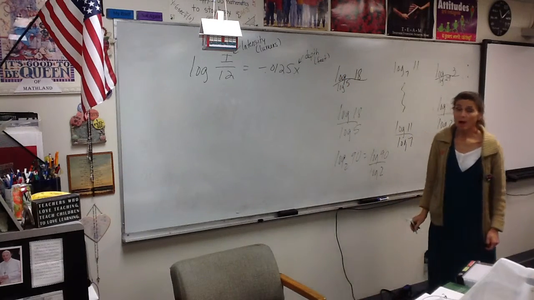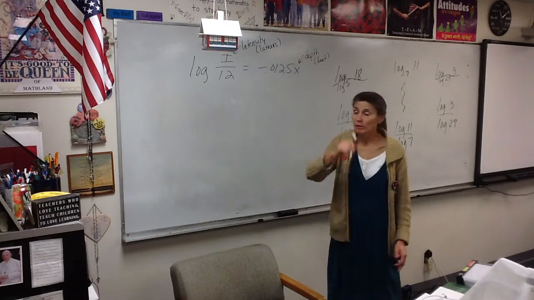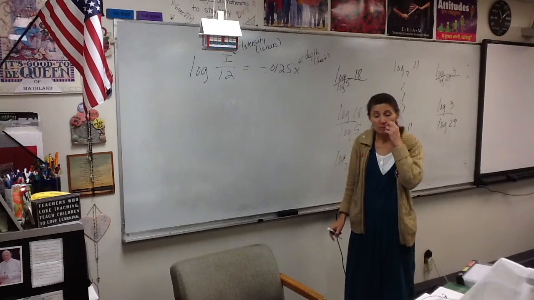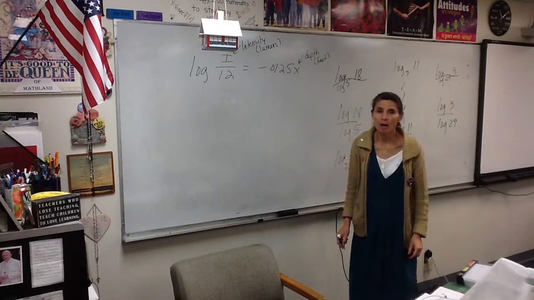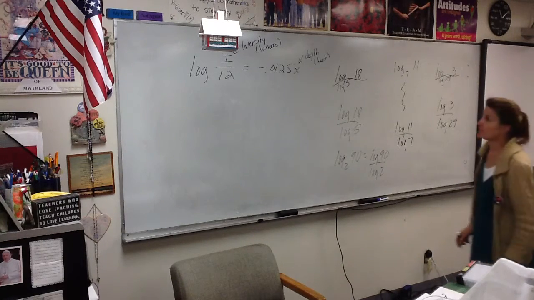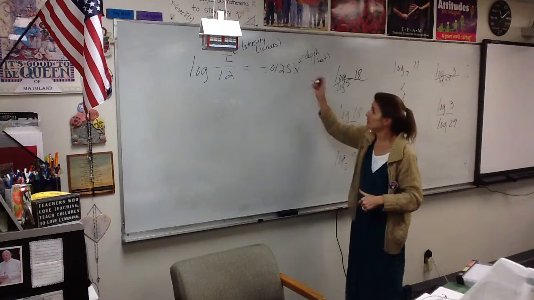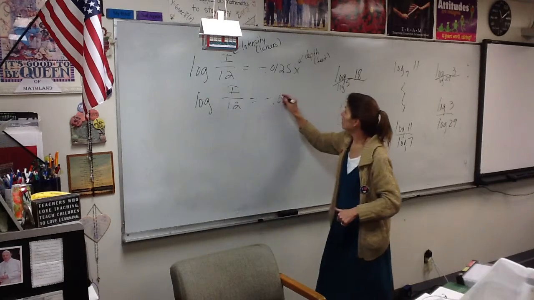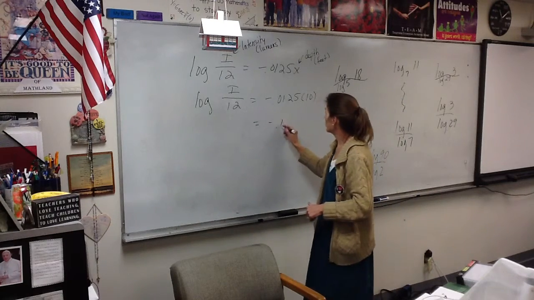So if you read the problem, they have to give you a piece of information. You're either going to plug something in for I, or you're going to plug something in for X. So which is it? Well, let's read the problem and see. There's a 10 feet mentioned in the problem. What do you think we're going to do with that 10 feet? We're going to put it in right here because it says a depth of 10 feet. So we're going to have the log of I over 12 equal to negative 0.0125 times 10, which is negative 0.125.